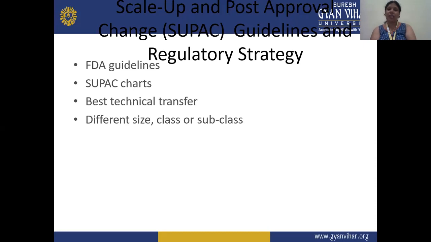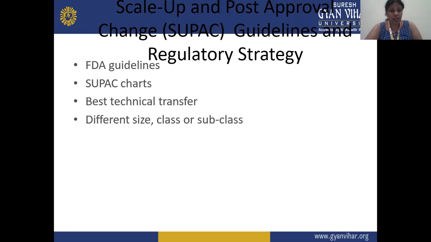SUPAC guidelines are scale up and post approval changes. So if we are talking about the SUPAC guidelines, that means after the approval of the product, if during scale up you're doing any changes, you need to submit it. Okay, so if you have transferred the technology, you also have to submit into the SUPAC.